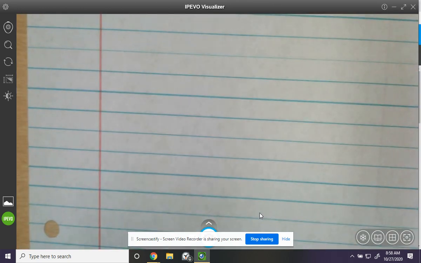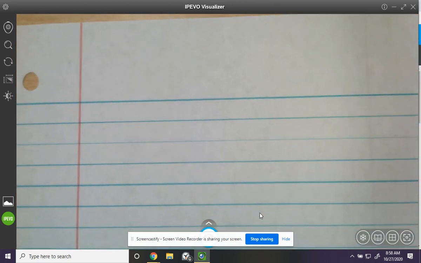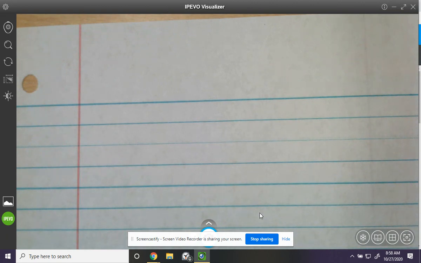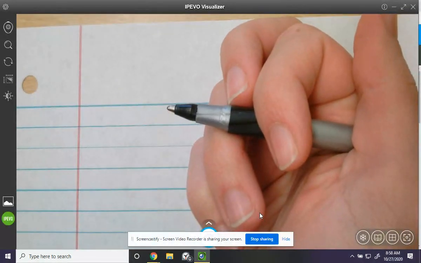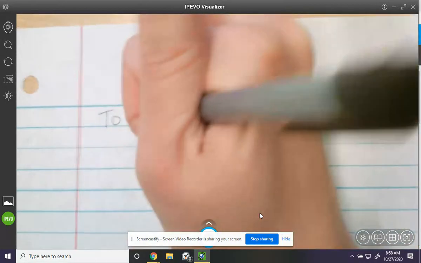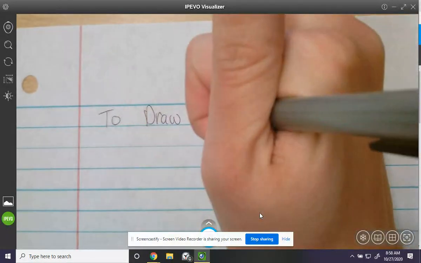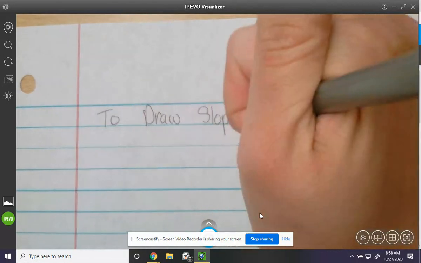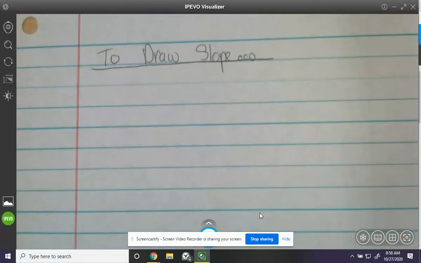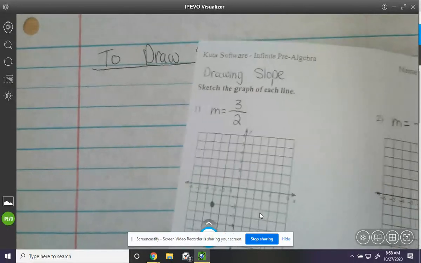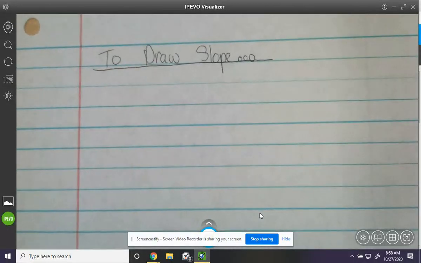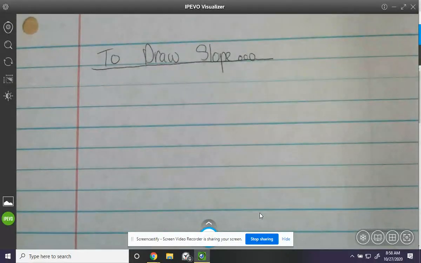Okay, so we are going to continue today to talk about slope. Today we're kind of reversing it a little bit, and we are going to draw slope ourselves. So, to draw slope, we have a couple steps that we're going to write down, and then we'll do some practice. Those of you that don't have this sheet because you are at home, I'm sorry. Just hopefully watching me do it will help you learn a little bit.